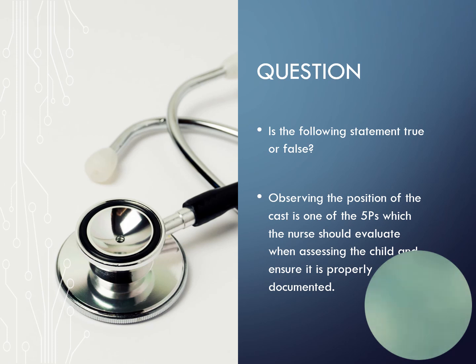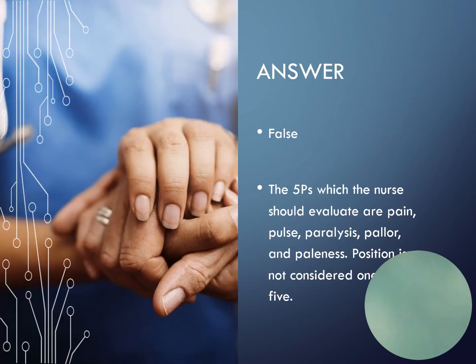So question, true or false? Observing the position of the cast is one of the 5 P's which the nurse should evaluate when assessing the child and assure it is properly documented. This is false.